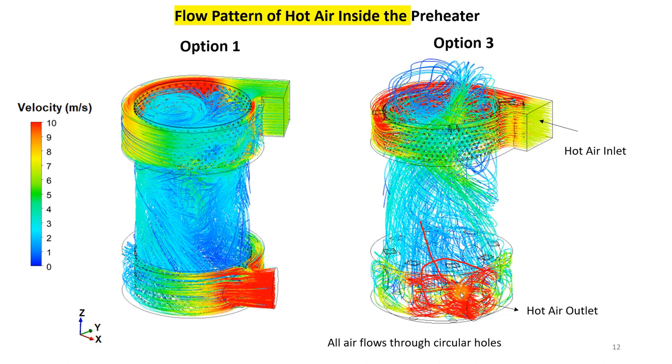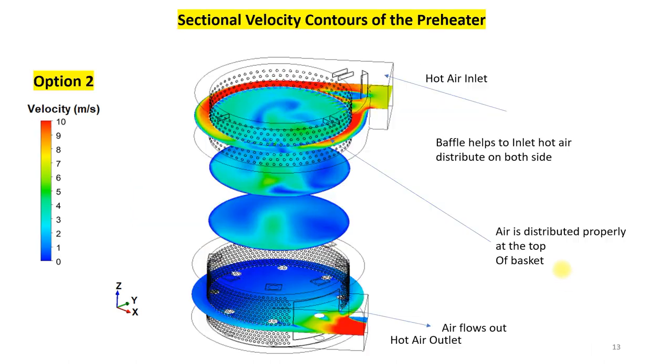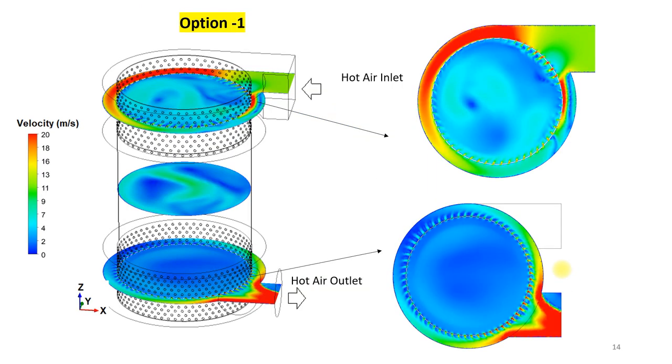And here in option one, fluid flows through the circular hole, then it accumulates over this annular space, and it flows through this annular space, then it gets exhausted. That means option one has more resistance to flow compared to option three. We can see some more CFD results.